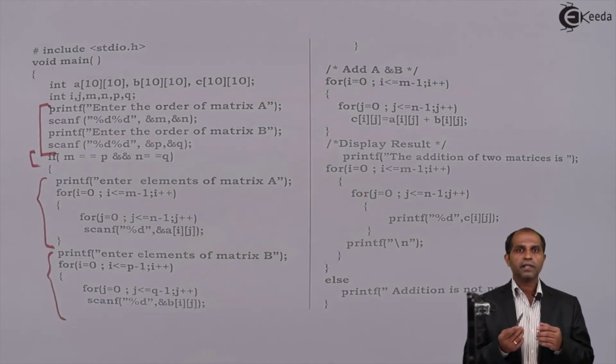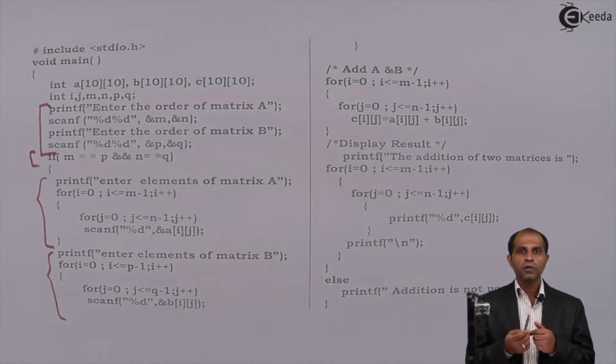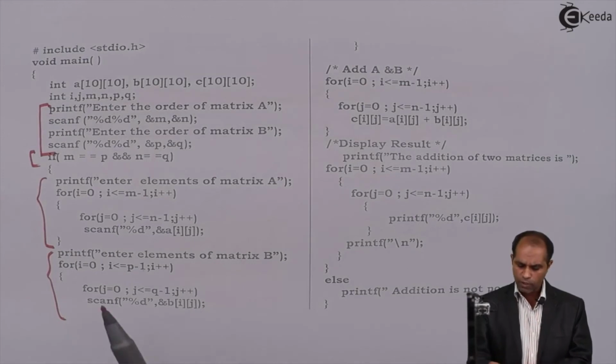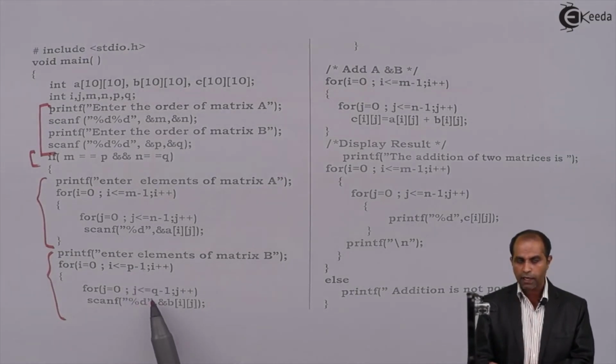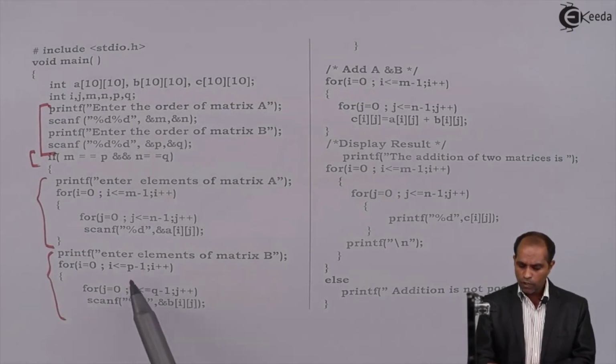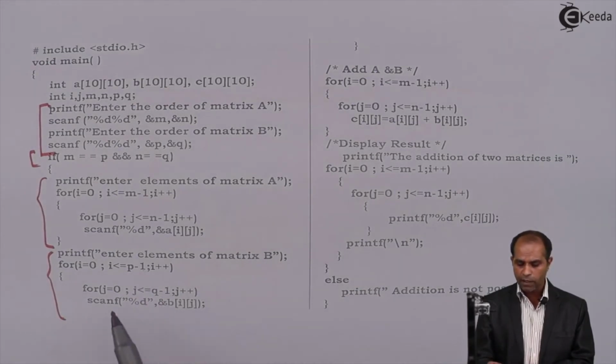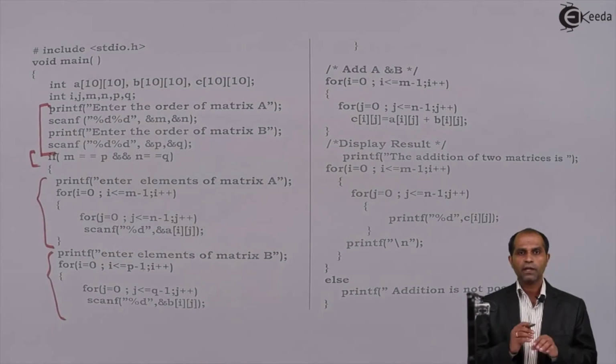Because however, it is stated that the conditions are true, the matrices are addable. So hence what I'll do is, I'll say M minus 1 and N minus 1 at this place. So you can say P minus 1, Q minus 1 or M minus 1 and N minus 1. Read these elements into B of ij. I've read some elements into A and some elements into B.